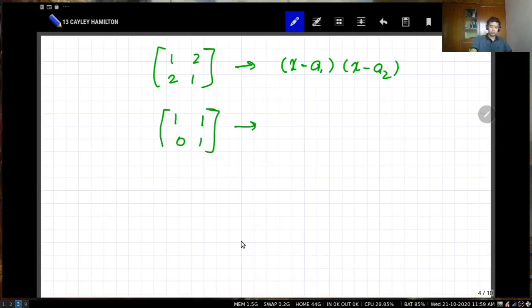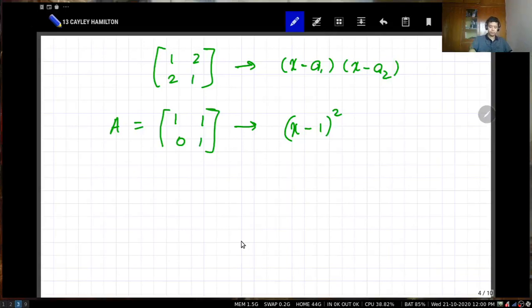Now take this matrix. We've seen in our previous discussions that this matrix is not diagonalizable. Now it will turn out that this has a characteristic polynomial which is equal to x minus 1 the whole squared. So x minus 1 the whole squared is the characteristic polynomial corresponding to this particular matrix A. Okay, and it turns out that this is also the minimal polynomial for A.